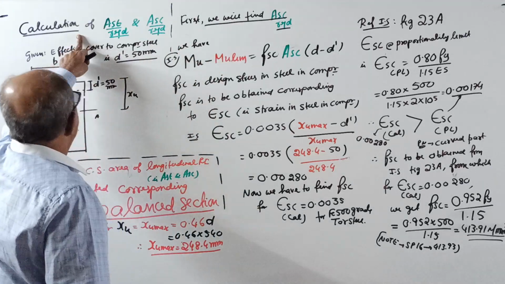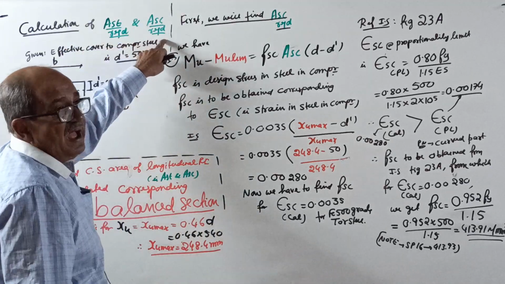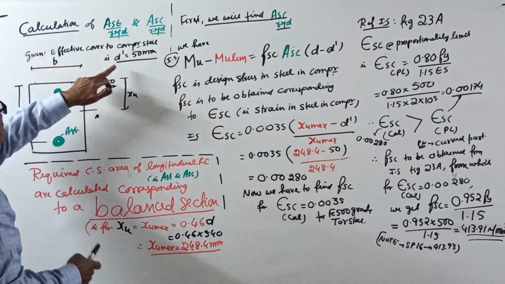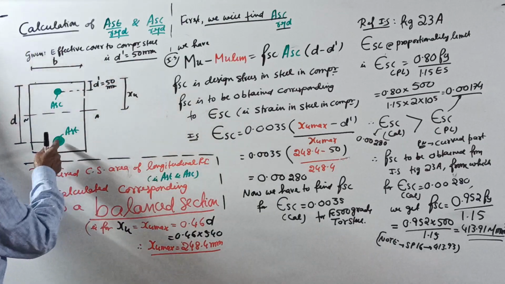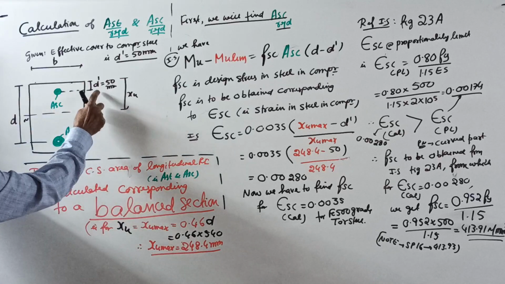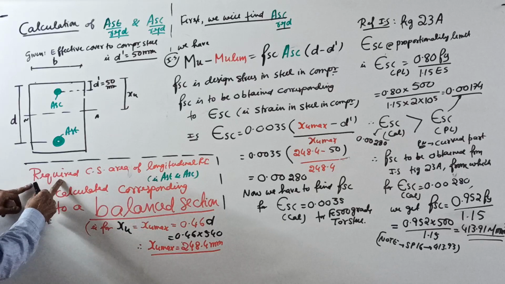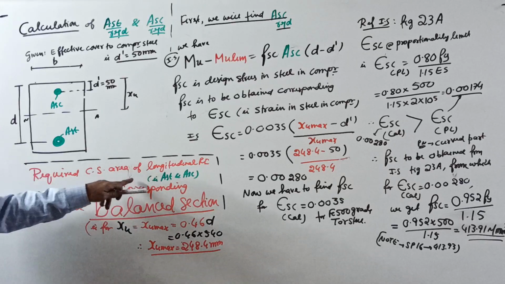Now, calculation of AST required and ASC required. Given effective cover to compression steel is 50 mm. See, one more sketch I will write. Numbers are not required. D dash is the only extra. Other things are repeating.